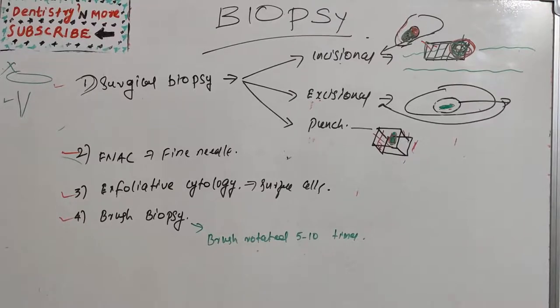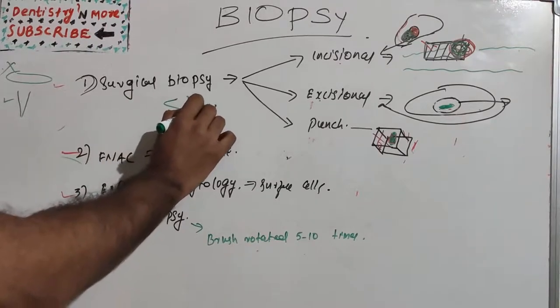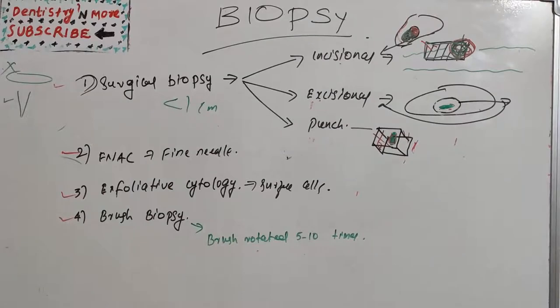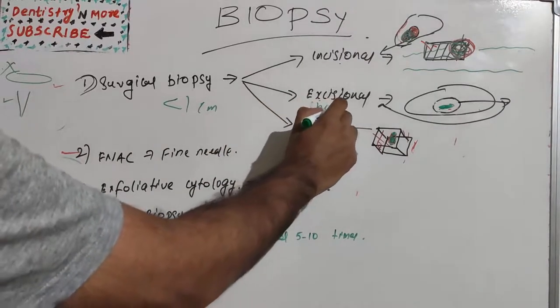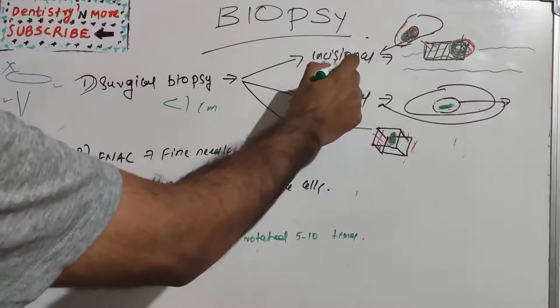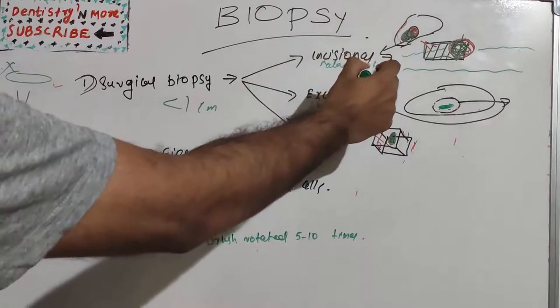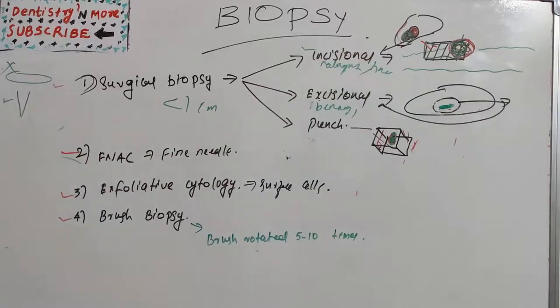So it is always employed with smaller lesions, when the lesion is less than 1 centimeter, and on clinical examination it appears benign. So mostly we go for excisional biopsy on benign lesions, when complete excision with a margin of normal tissue is possible without mutilation of the tissues. In that case only we should go for excisional. Benign and smaller lesions, we go for excisional. Malignant lesions, suspected malignant lesions and bigger lesions, we should think of incisional biopsy.